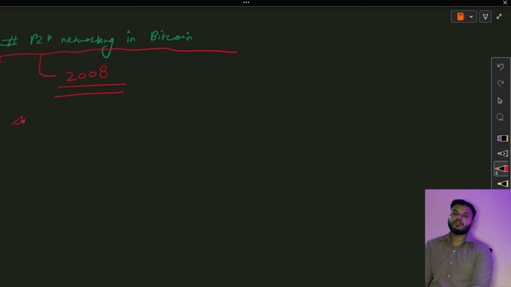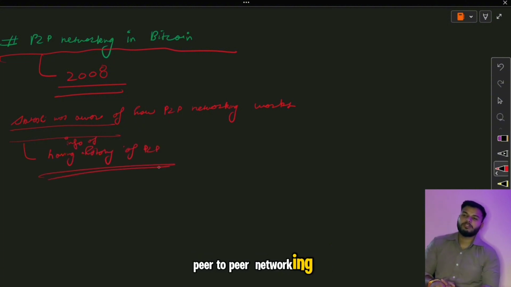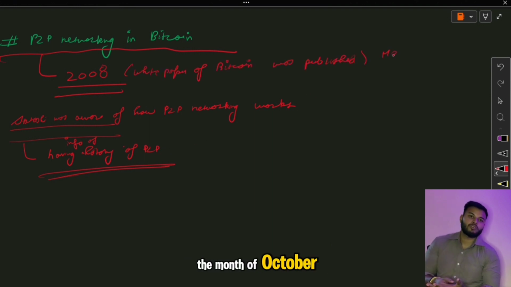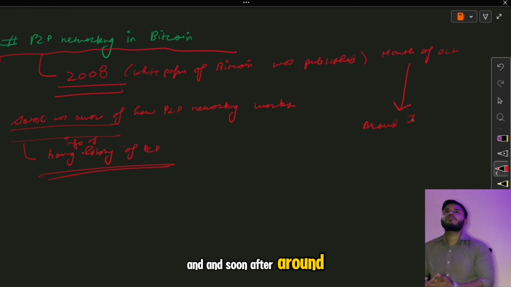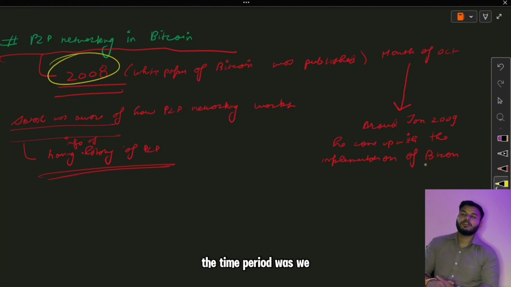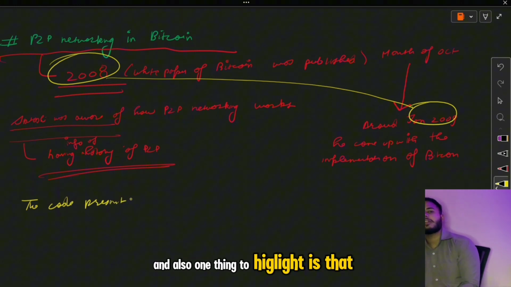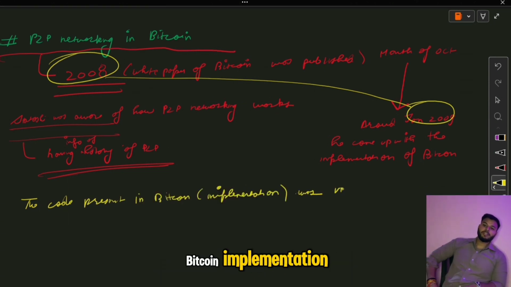Satoshi was well versed with all this information about how peer-to-peer networking works. Even though Satoshi Nakamoto came much after it, he knew the history of peer-to-peer networking very well, because he published the Bitcoin white paper in October 2008, and soon after, around January 2009, he came up with the implementation of Bitcoin. So we can say he was working on Bitcoin for a long period of time. One thing to highlight is that the code used in the Bitcoin implementation was very clear.